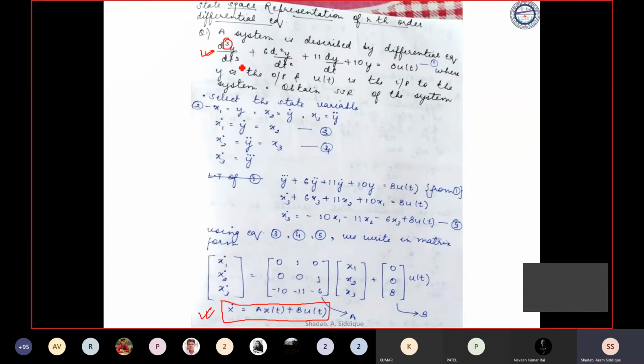Why is this third order? Because the highest power is 3. If the highest power in the differential equation is 3, that will be a third order differential equation. If the highest power is n, that will be an nth order differential equation.